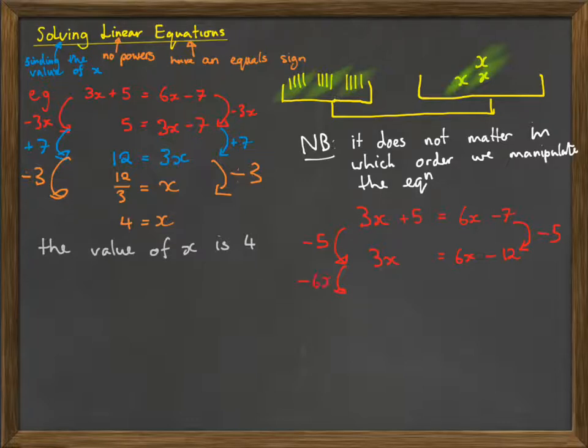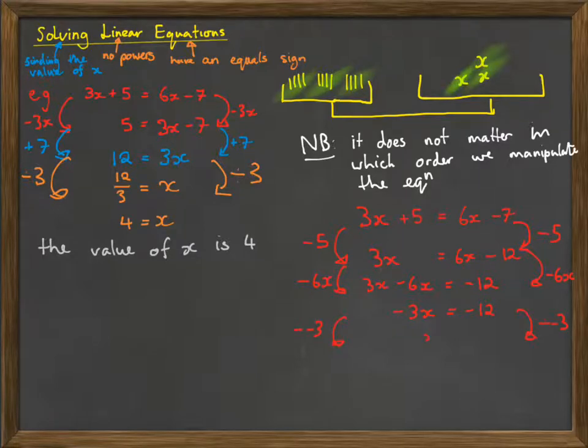When I take away 6x from the left-hand side, I get 3x take away 6x. When I take away 6x from the right-hand side, I've got no x's left, I'm just left with that minus 12. Okay, so 3x take away 6x, what is it? Well, it's just minus 3x, and the right-hand side stays the same. So now I want to get x on its own, so I'm going to divide through by minus 3.